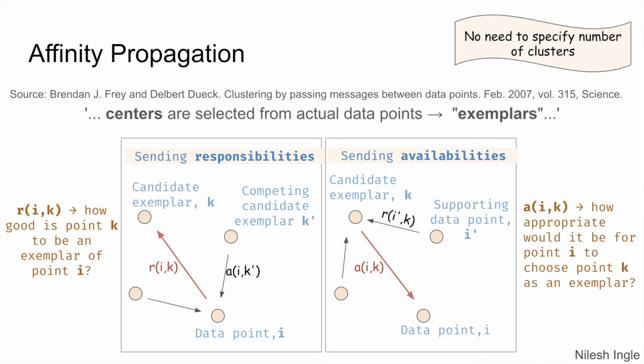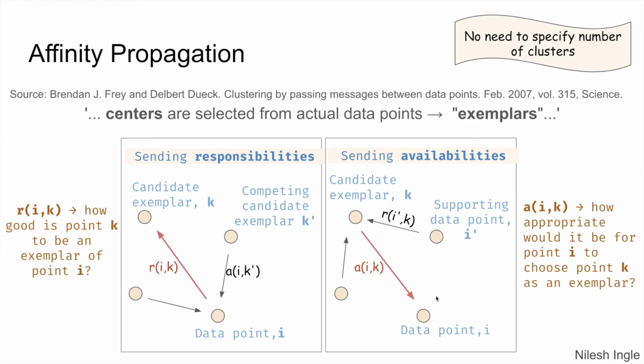What the responsibility matrix tells is, let's say we have these three data points here, and we have this data point I right here, and we have the red arrow going from I to K. K, let's say, is an exemplar, and this is R(i,k), denoting the responsibility. So what we are trying to say here is how good is the point K to be an exemplar of point I. That's what we are trying to find out.